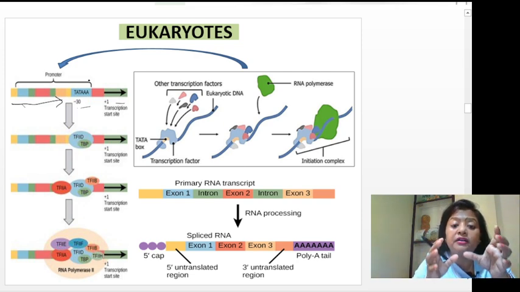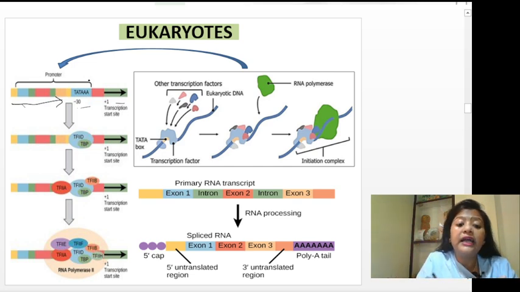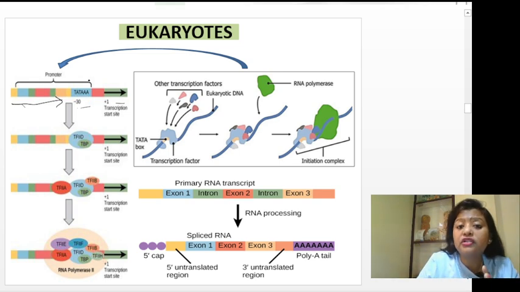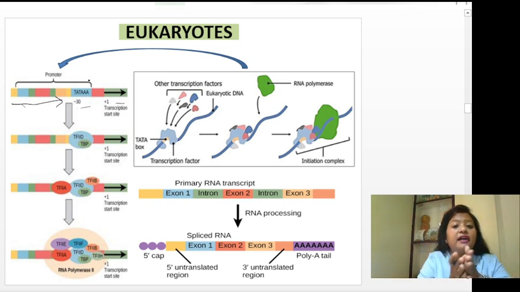TF2 is transcription factor, and the factor is D, TF2D. So first of all, the TATA box is being identified by the TBP protein. TBP protein is a subunit of TF2D. TF2D and TBP together will come and bind to it. After that, the other transcription factors like TF2B, TF2F, TF2E and TF2H will all come together and form the initiation complex. When TF2H comes, TF2H is the helicase, so it will start unzipping the DNA.